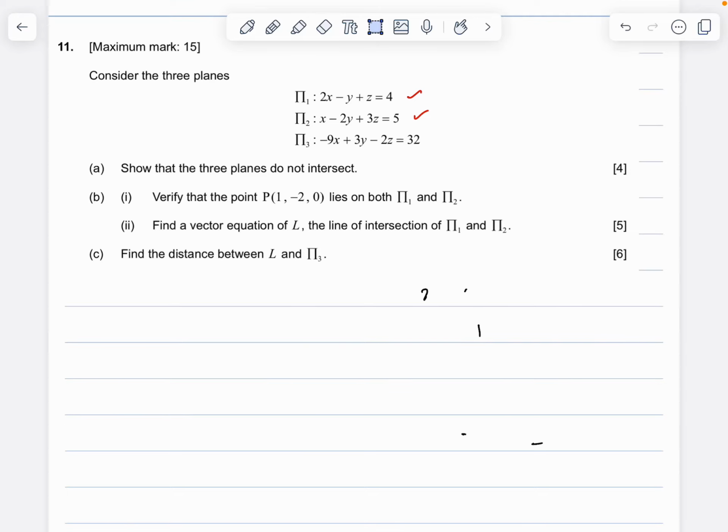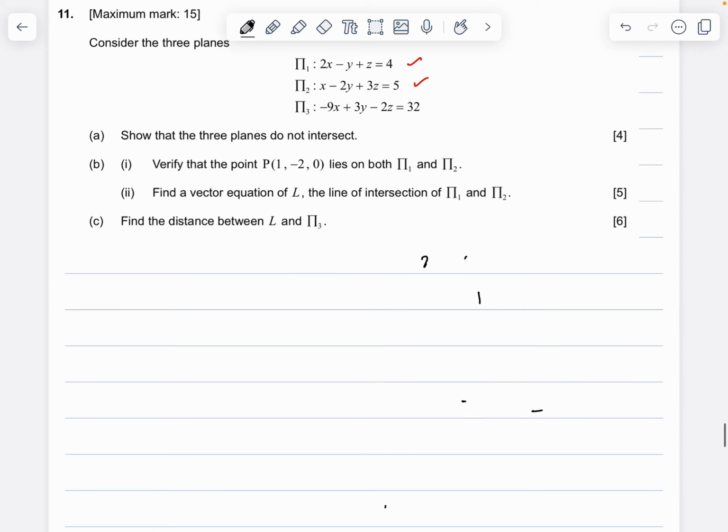Welcome. This is a video based upon IPDP AHL TZ1 May June 2022 question paper 1 from question number 11 to 10 has been done in 5 parts. Now this is the 6th part for question number 1. Show that the 3 planes intersect.